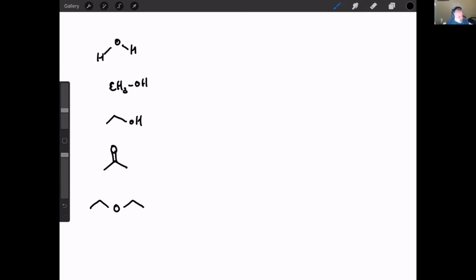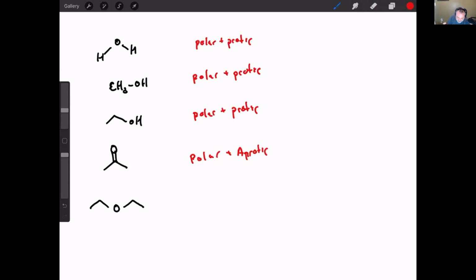These are very common organic solvents. And so what kind of solvents are they? This one is both polar and protic. This one is both polar and it's also protic. This one is polar and protic. This one is polar and it's aprotic. This one is nice and symmetrical, so it's mostly non-polar. So we would just say it's simply aprotic.